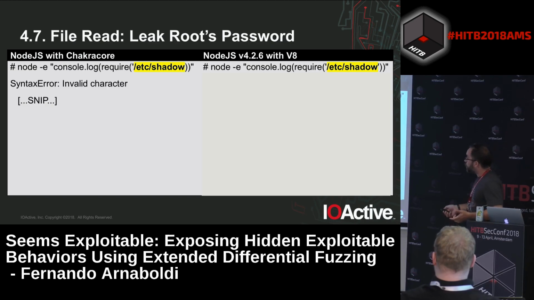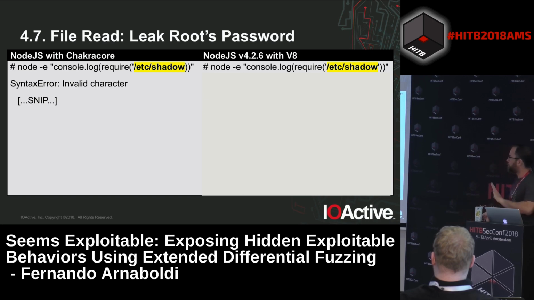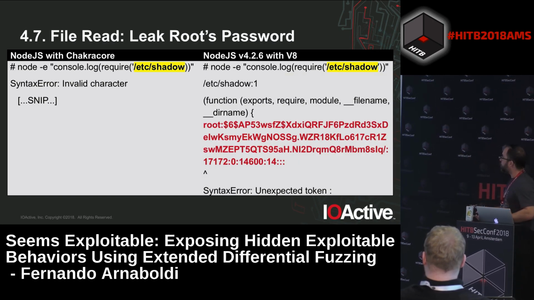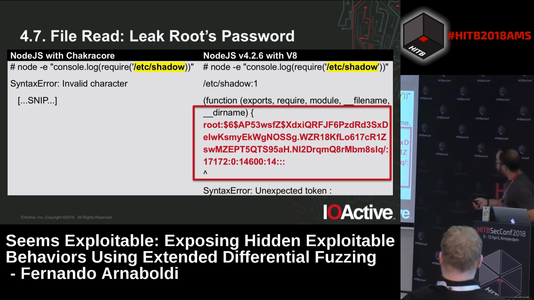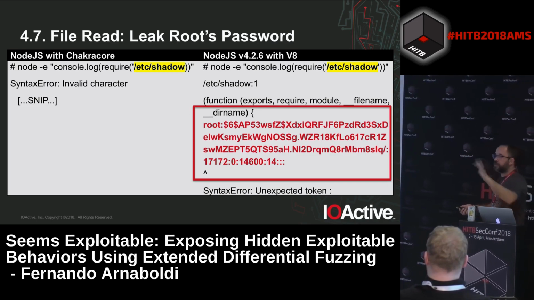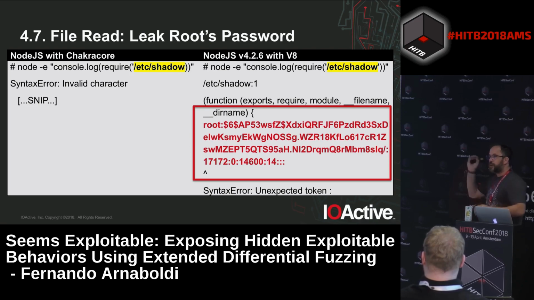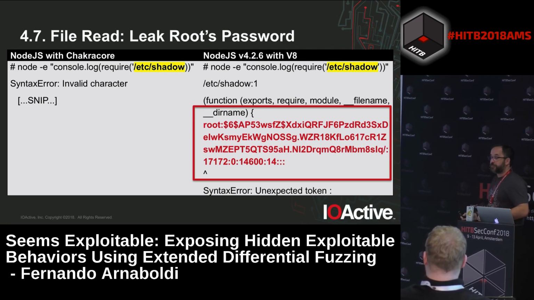When you're trying to require a non-JavaScript file in Node using Chakra Core, it says invalid character, this doesn't work, forget about it. However, with V8, it's going to show you the first line, and if the file, like /etc/shadow, is being read by a process executed by root, you can read the first line. There are a number of first lines in different operating systems that are valuable.